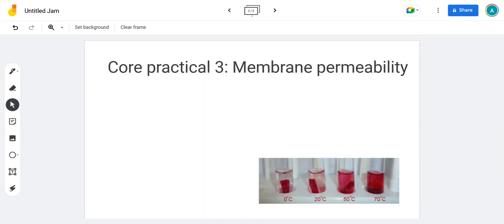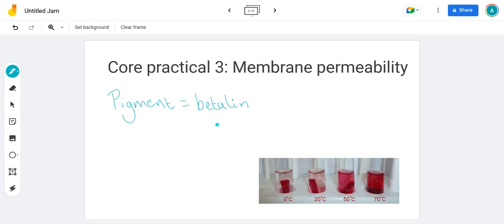This experiment's usually done using beetroot. The first thing we need to know is that beetroot are the colour they are because they contain a pigment, like a dye, and that pigment is called betulin. That's what makes them the colour they are. In this experiment, we're going to see the movement of this pigment through the membrane, or the lack of movement through the membrane, and that's the basis for this whole experiment. That's what makes the liquid go this reddy pinky colour.